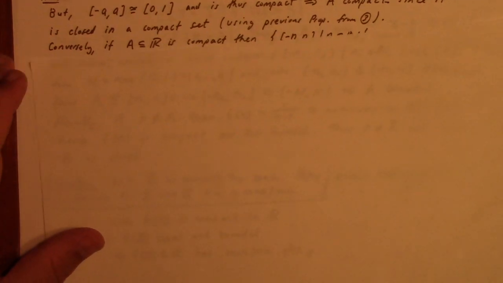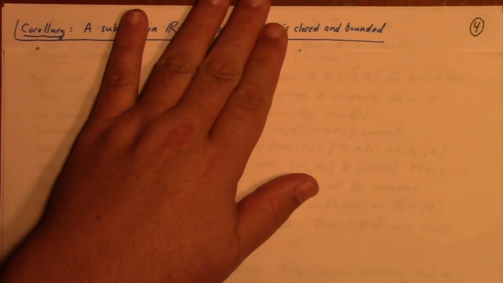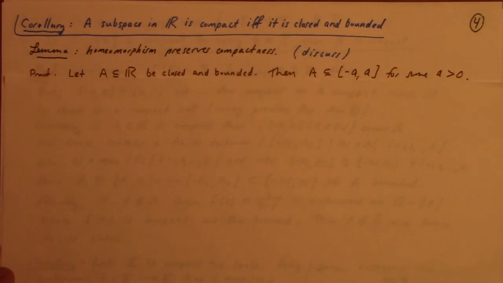All right, number 4, page 4. A subspace in R is compact if and only if it is closed and bounded. Corollary. Lemma. Homeomorphism preserves compactness. All right. Didn't I already prove that? I already proved that. I proved compactness is preserved by homeomorphism. Back to page 3. Why am I saying lemma? Man, I must have started writing this after I wrote the other page, like a day or something. Oh well.